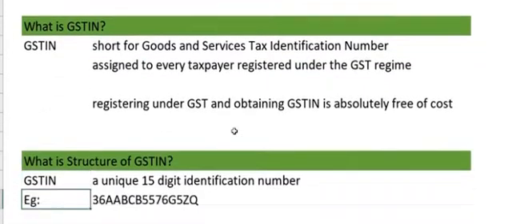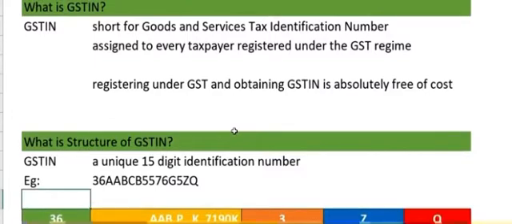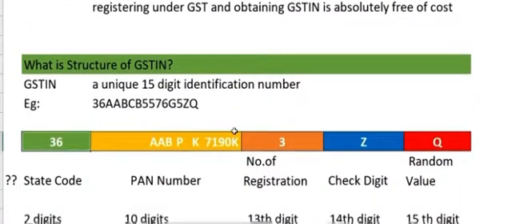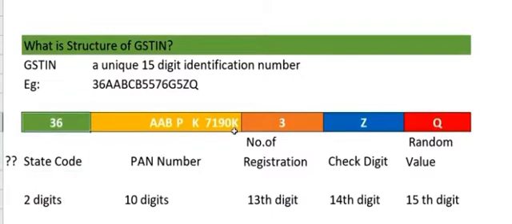So what is the structure of GSTIN? It is a 15-digit unique identification number. Each registration will have a unique number. And what does this 15 digit contain? We'll see. In these 15 digits, the first two digits will be the state code, and the next 10 digits will be the PAN number. The 13th digit will be the number of registration, and the 14th digit will be a check digit. The 15th will be a random number or character.